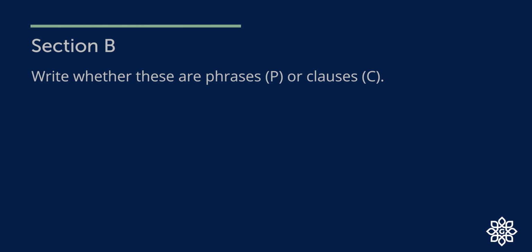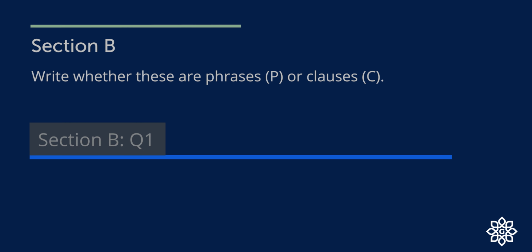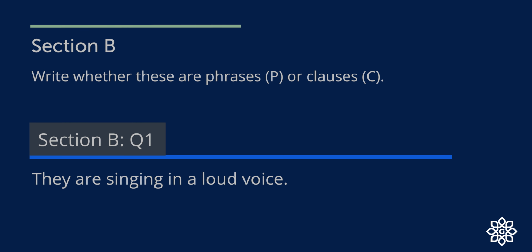Let us do some exercise to understand phrases and clauses. Section B. Write whether these are phrases or clauses. Question number 1. They are singing in a loud voice. Here, they is the subject, are is the verb. So this is a clause.